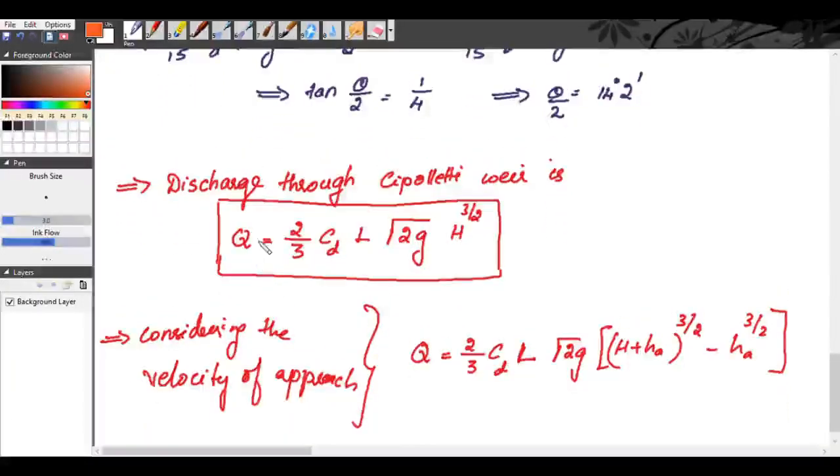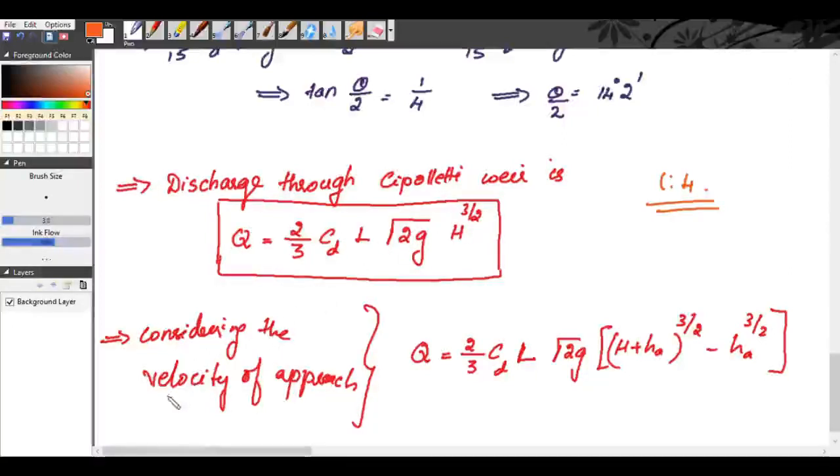Okay. So, the discharge through a Cipolletti weir is Q equal to 2/3 CD L into root of 2G H raised to 3/2. That is the same as that of a rectangular weir. Discharge through a Cipolletti weir: that means if the side slope is in the ratio of 1:4, the discharge will be equal to 2/3 CD L into root 2G H raised to 3/2.